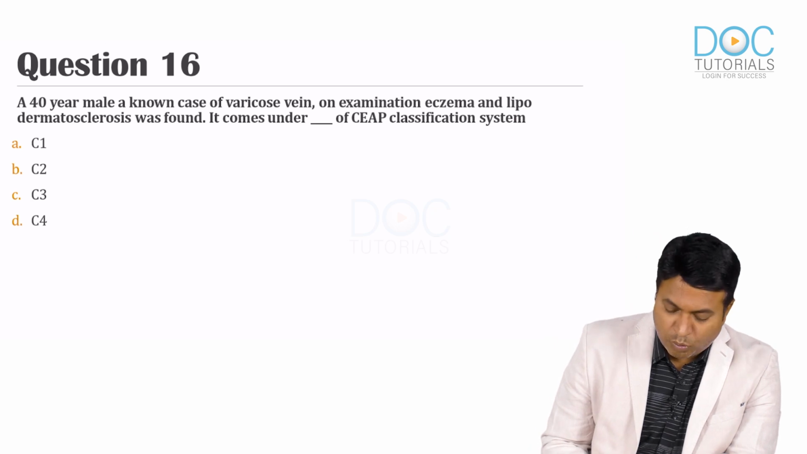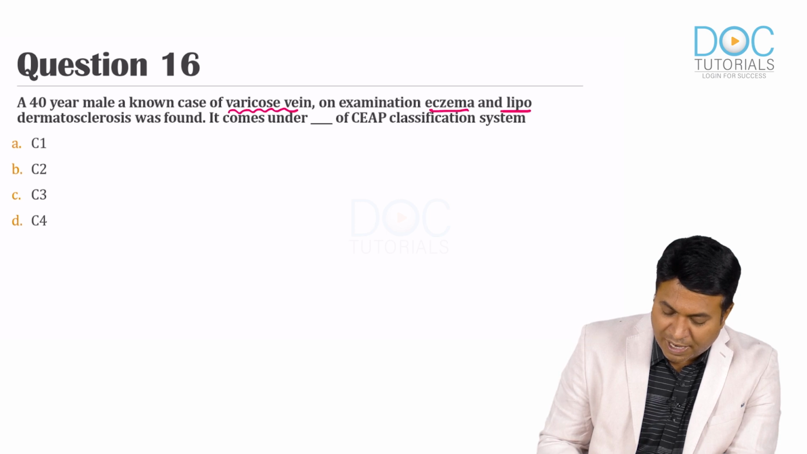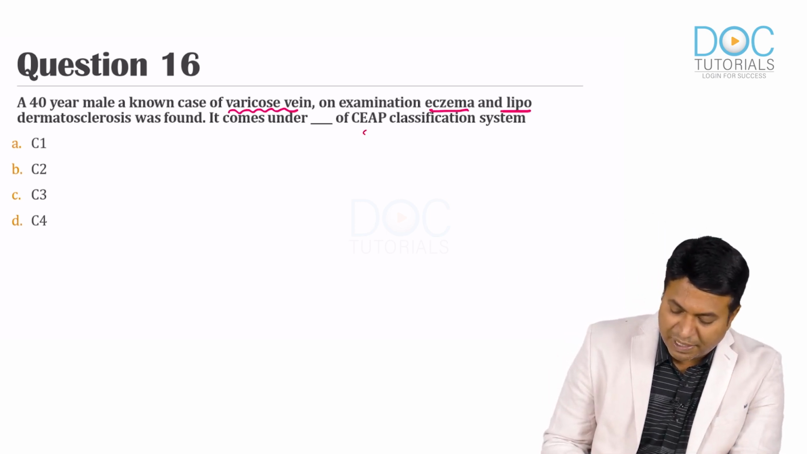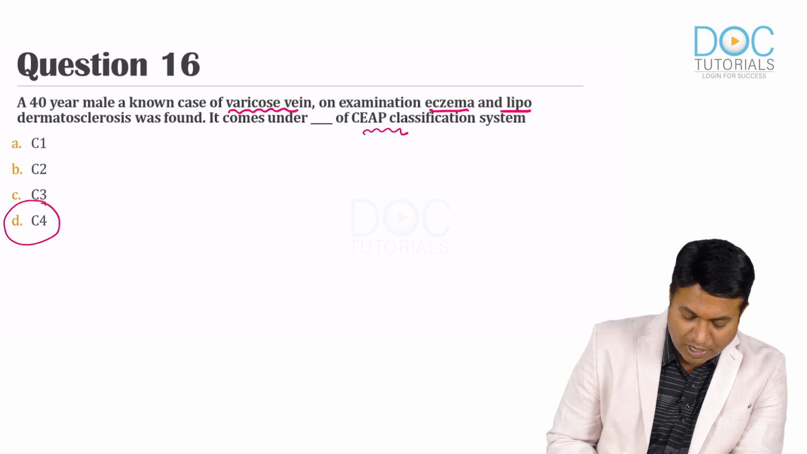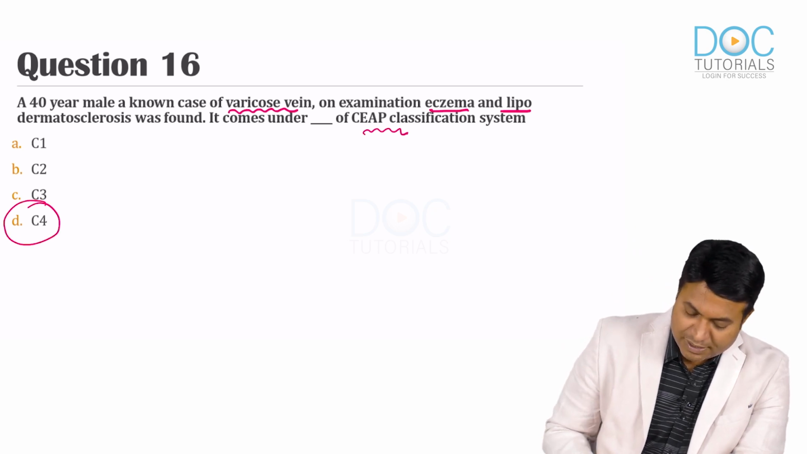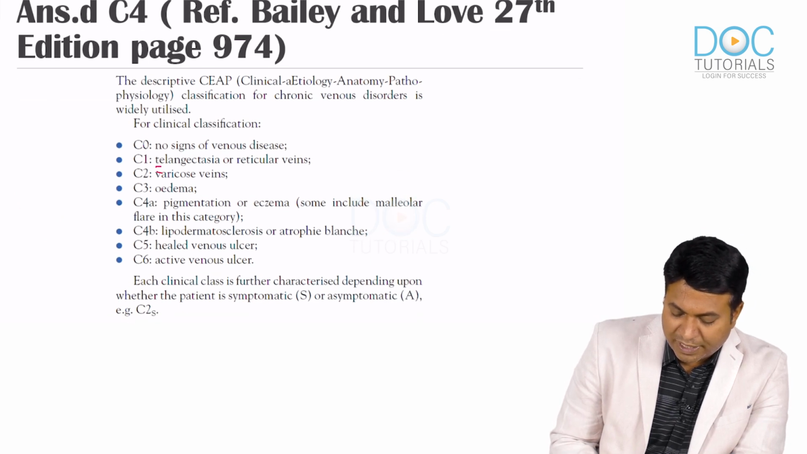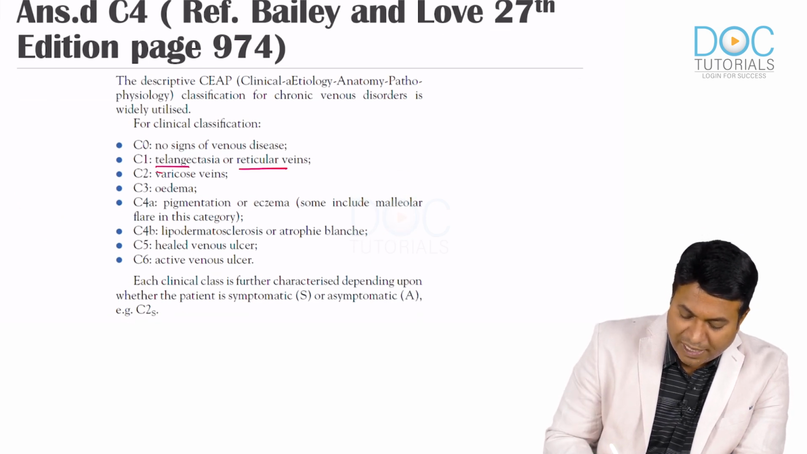A 40 year old male, known case of varicose veins. On examination he has eczema and lipodermatosclerosis. What comes under the CEAP classification? This is C4 under the CEAP classification. C1 is nothing but telangiectasia and reticular veins. Please don't forget, this is from Bailey.